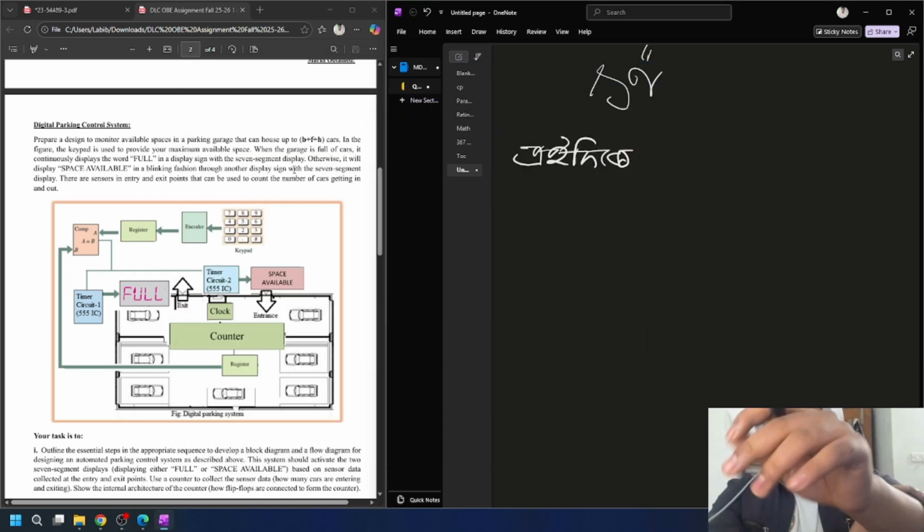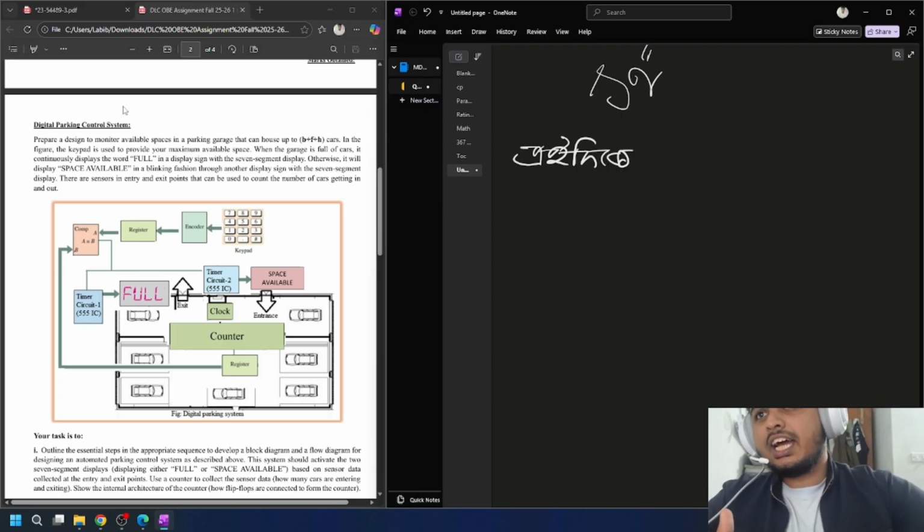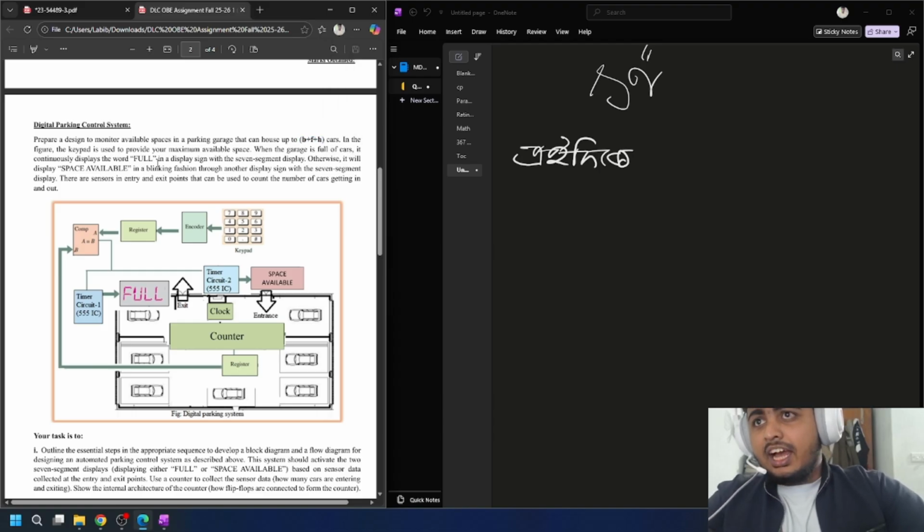Okay, so the assignment states that we need to prepare a design for monitoring the available space in a parking garage that can hold up to BFH cars, which can be counted from the ID. In this figure, we need to show if the garage is full or if space is available, on the second segment display.